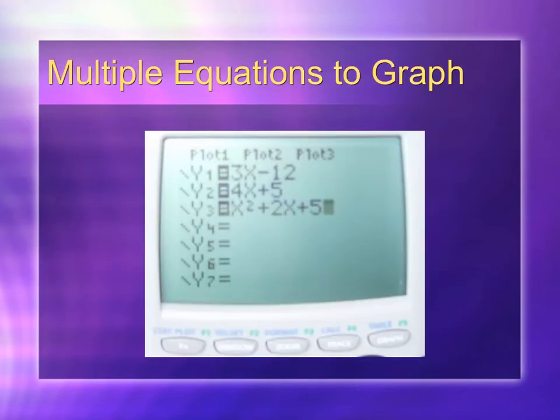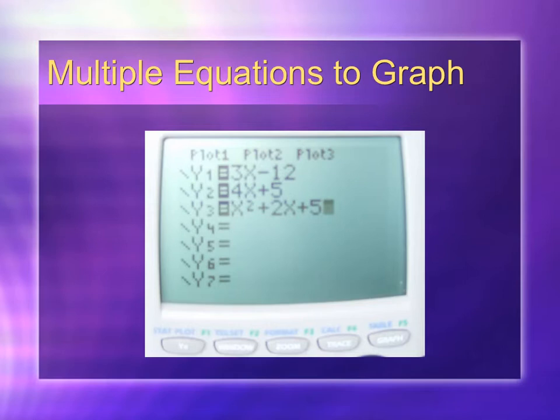So here are 3 different equations. Let's go ahead and enter these. The first one is 3x minus 12. So 3, and then hit that x button, and then subtract, and then 12. That's going to be a linear equation with a y-intercept of negative 12 and a slope of 3. Next, graph y equals 4x plus 5. So that'll have a y-intercept of 5 and a slope of 4.